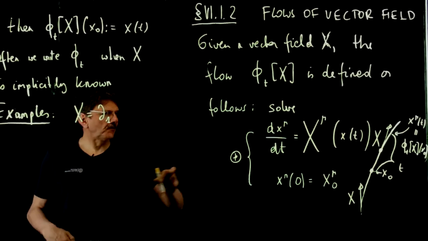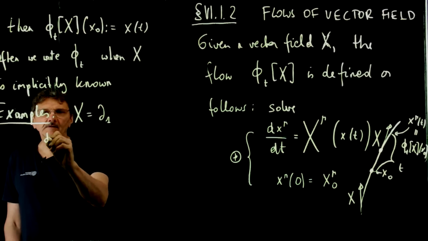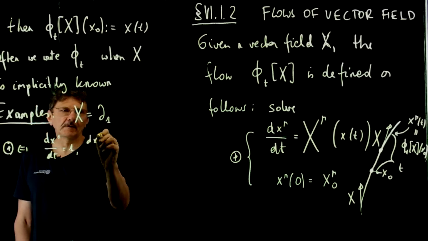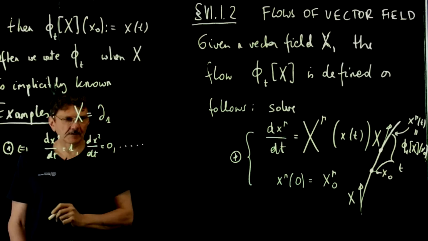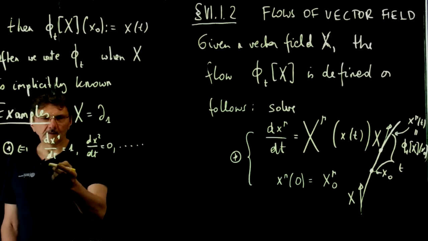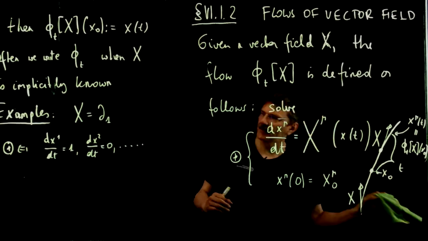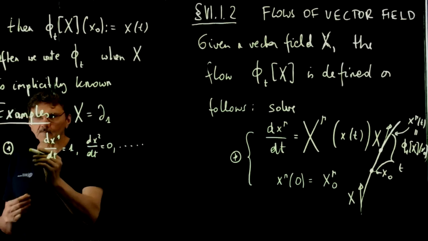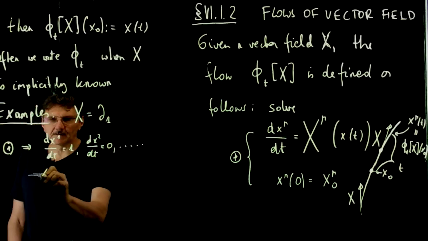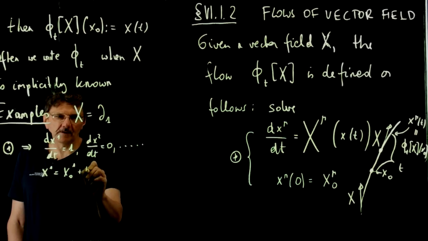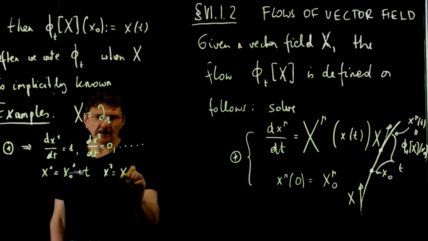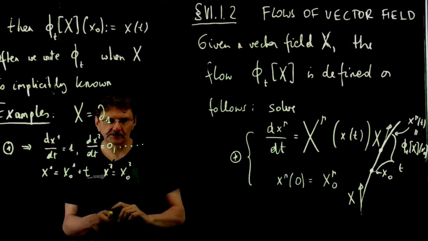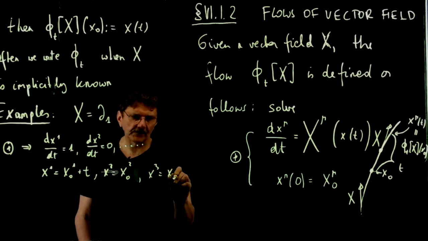Good. Let's take X equal to d_1. So this means that dx^1 over dt is 1, dx^2 over dt is 0, right, and so forth, which implies... maybe not equivalent because there's this initial value here, but at least implies would be the right way to say that. So this one we can solve. So x^1 is x_0^1 plus t, x^2 is x_0^2 plus nothing, right? Just doesn't move. x^3 is x_0^3 and so forth.